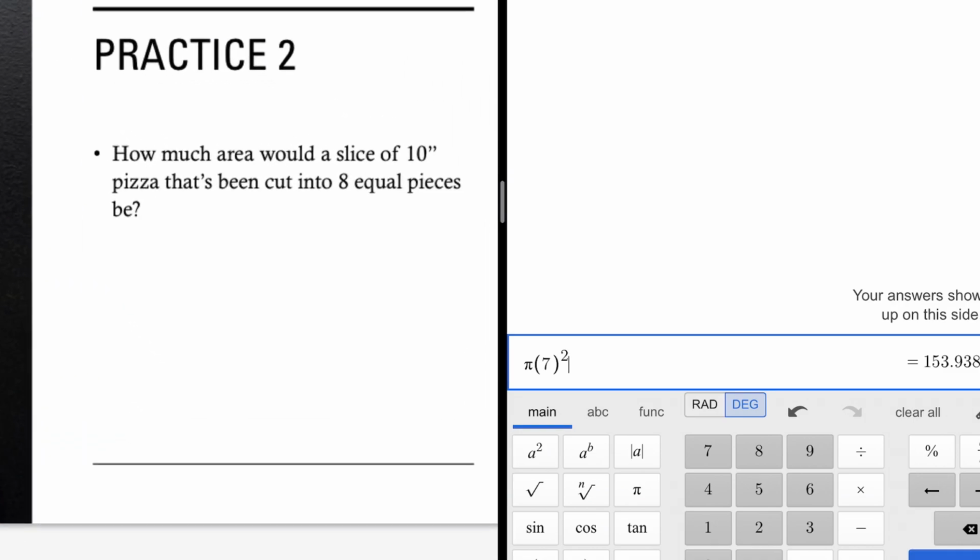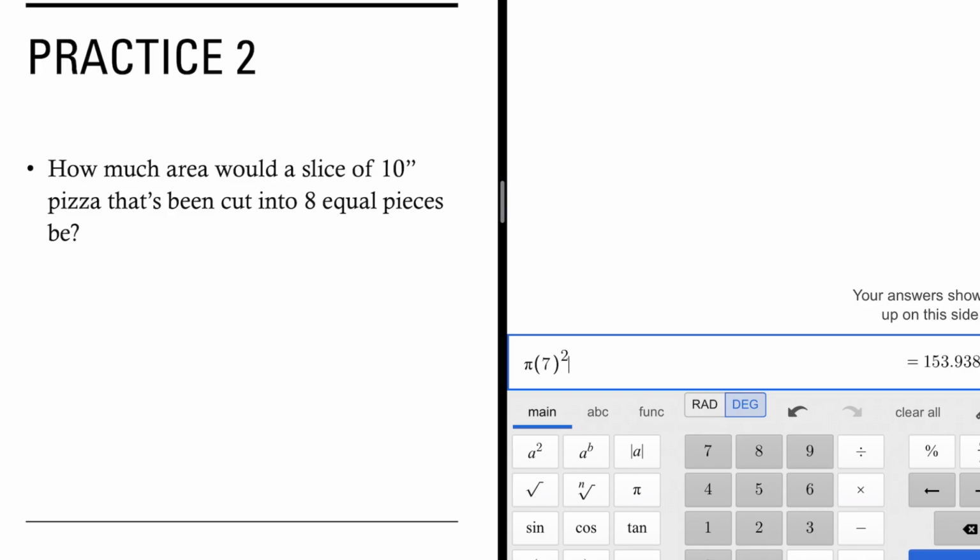Let's try it with pizza. So how much area would a slice of 10-inch pizza that's been cut into 8 equal pieces be? So this one actually has a couple of different things. First, if I just draw my circle, and I recommend this all the time, just draw the picture. We're given the information that it's a 10-inch pizza, but that means across the whole thing is 10 inches.